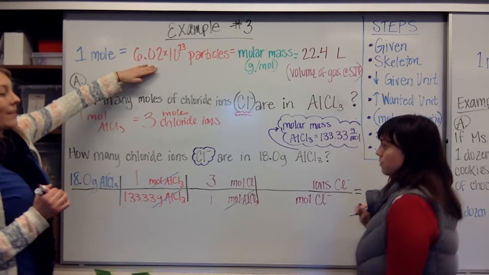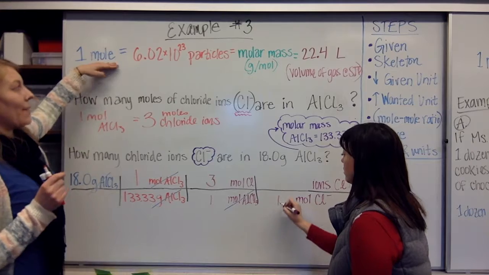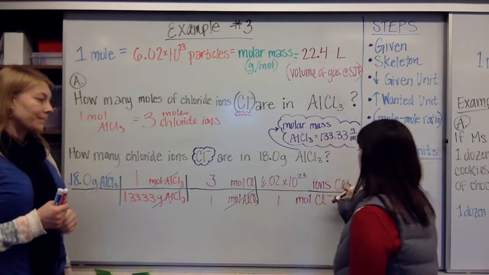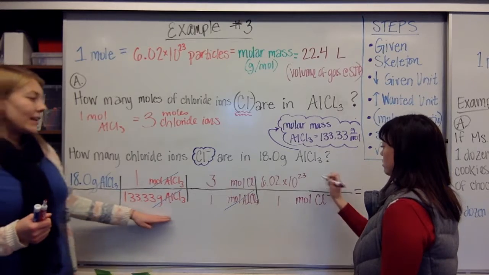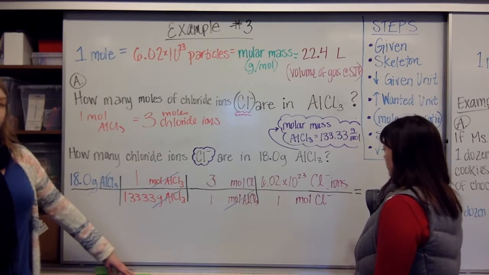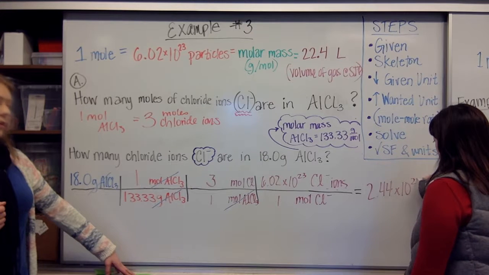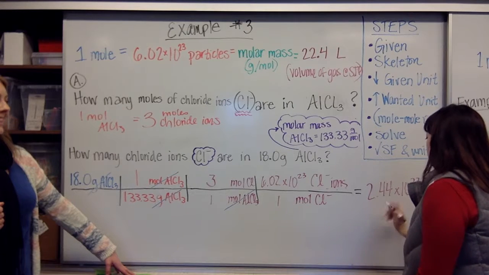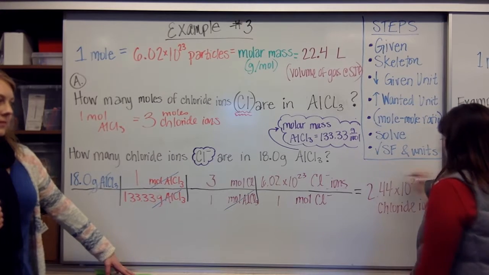Now, we're looking at our equivalency statement. How many moles? 1 mole. Bottom. And how many ions? Remember, ions are one of our particles. 6.02 times 10 to the 23rd. Okay? Multiply across the top. Sorry, I'm going to erase this. Divide by the bottom. And we end up with 2.44 times 10 to the 23rd ions of chloride, or Cl minus. Chloride ions. All right, so that's it.